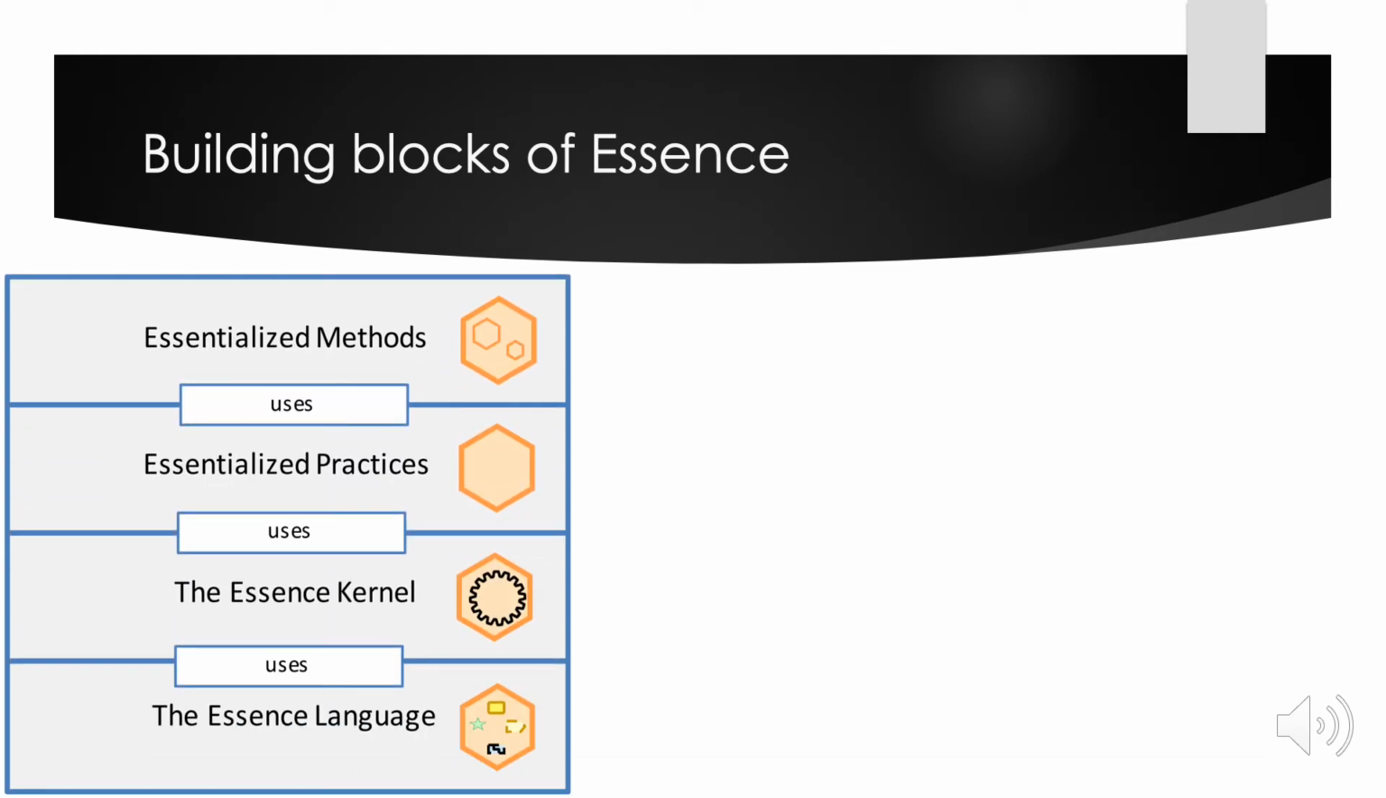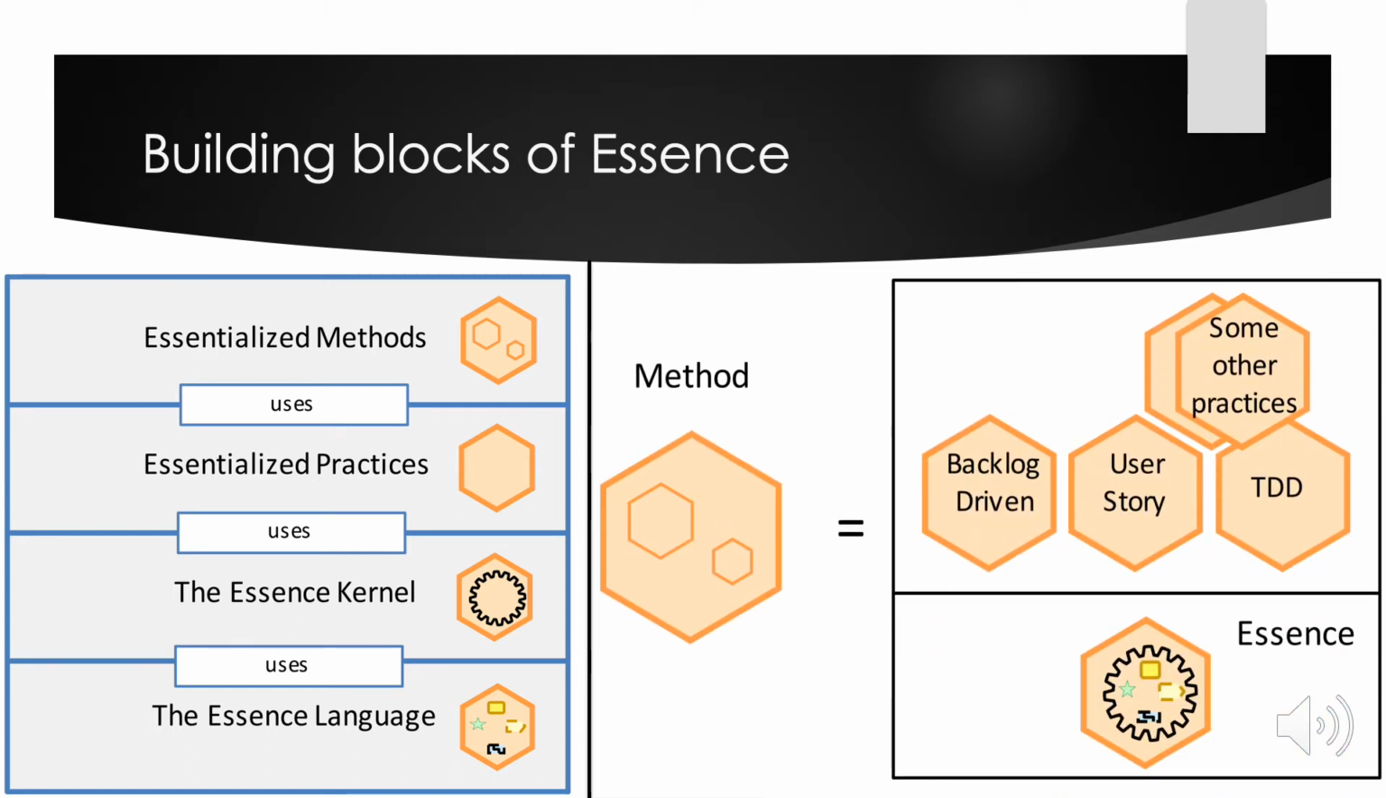And the building blocks of Essence is the method, which uses practices, which use the kernel, which uses the language. So this is the main idea of how Essence works. The methods might be backlog-driven user stories, test-driven development, and all of these are part of Essence. Essence can be put everywhere around the world and people can use it to develop in their own way. They try to create a common ground for everything.